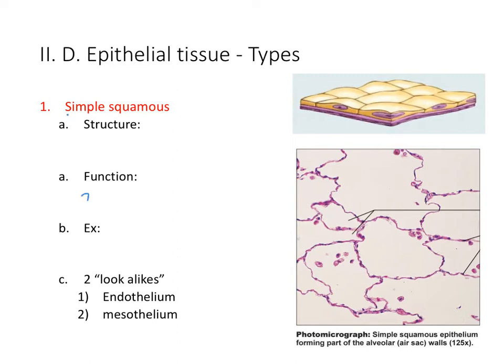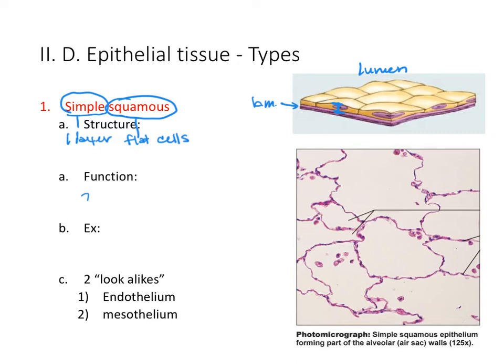So simple here tells us that we should have one layer, and squamous tells us that we should have flat cells. So one layer of flat cells is what we should see with simple squamous. So let's look at the picture over here. So here in purple, we are going to have our basement membrane. They tried to make this look three-dimensional, but the lumen will be up here. So in between the basement membrane and the lumen, looks like one layer of cells, and if I look at those cells, they look flat. So again, tight together, not very much space in between them.